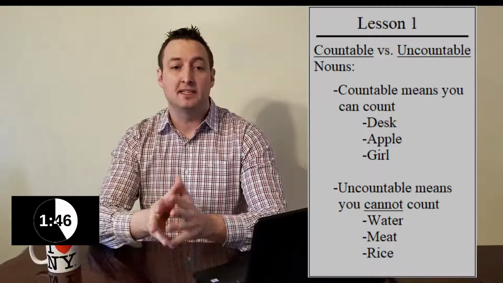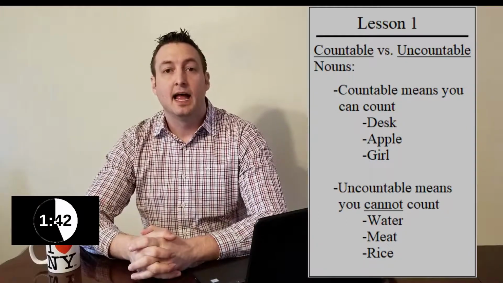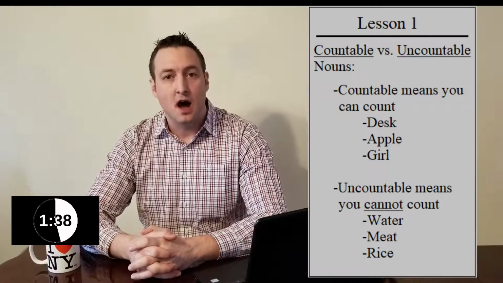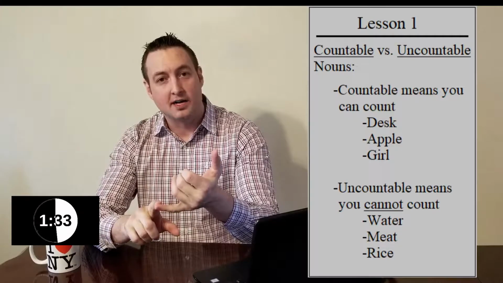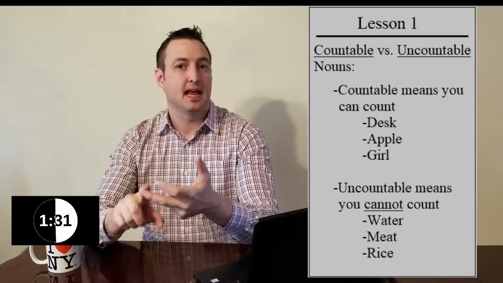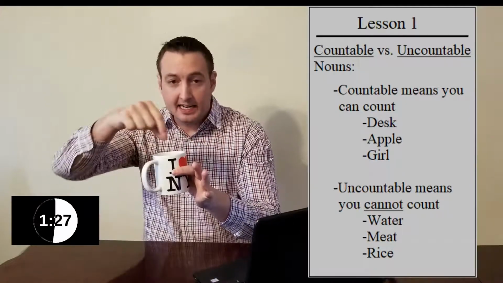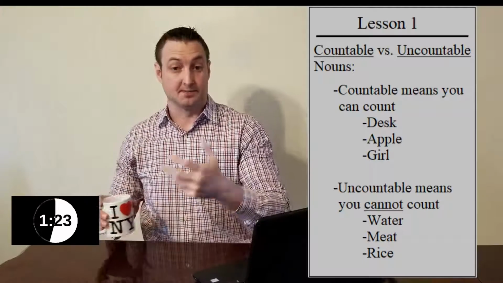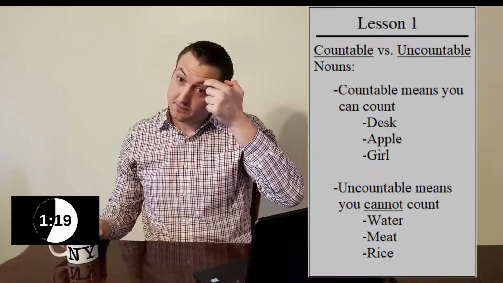But on the opposite side of countable, we have uncountable common nouns. And really, uncountable common nouns are just nouns that we cannot count. And a few examples of those are water, meat, and rice. So I have a cup of water right here. I cannot reach into my cup and give you 2 waters, making it an uncountable common noun.